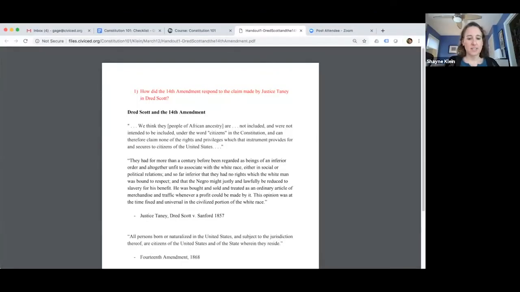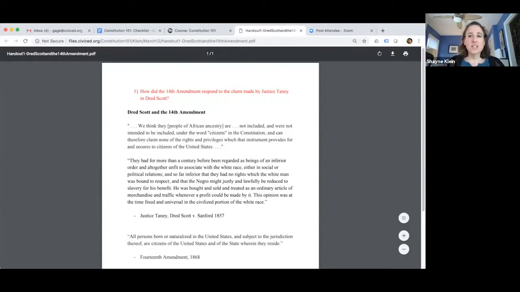So let's take a step back and start to think about the need to pass the 14th Amendment and why Congress did feel the need in the aftermath of the Civil War. So one answer is Dred Scott, and I'm going to ask Mark to pull up for us the excerpts from Dred Scott that I've got there in the documents for tonight.